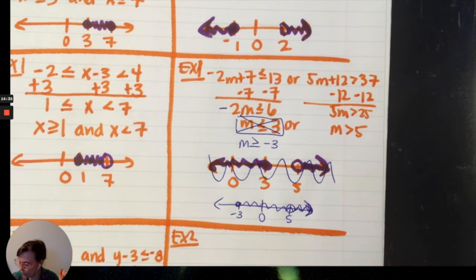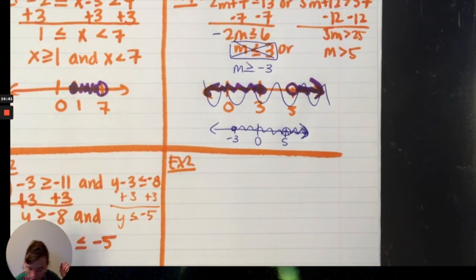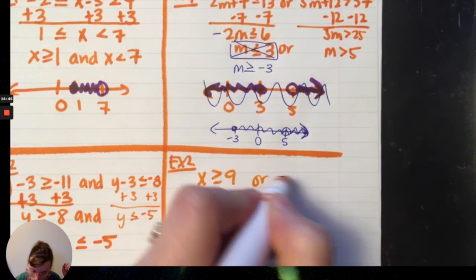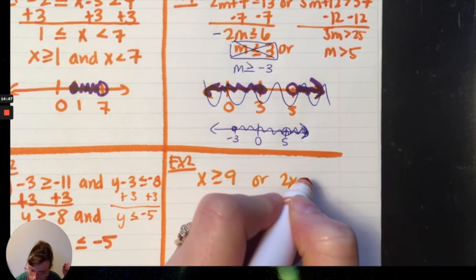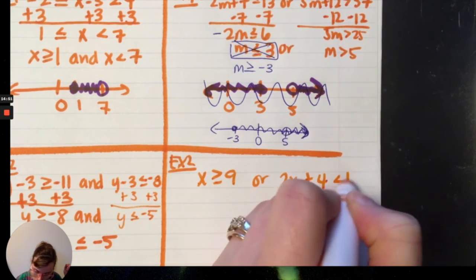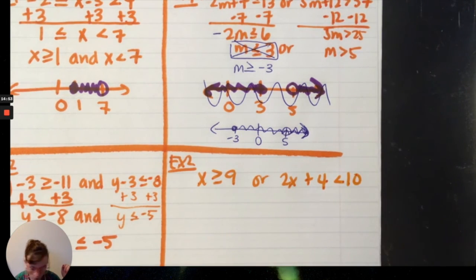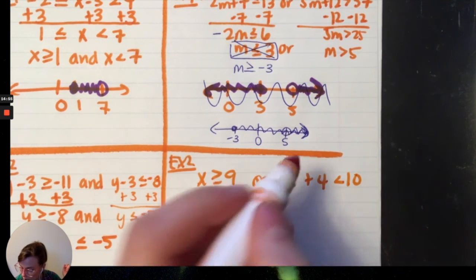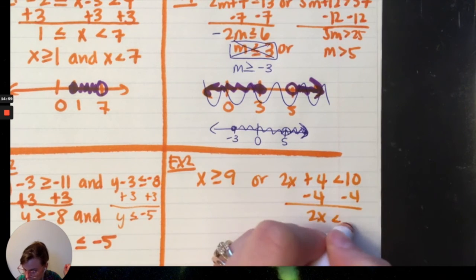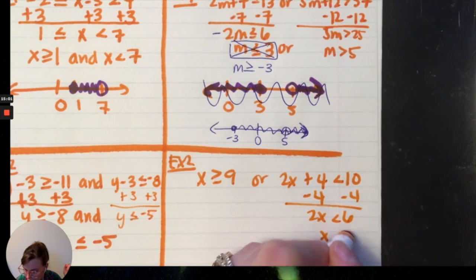All right, so example 2. I know I'm at 29 seconds. Okay, so I have x greater than or equal to 9 or 2x plus 4 less than 10. I just changed this up because I read it wrong. So let's see what happens. Okay, so I'm going to solve this. Subtract the 4. 2x less than 6. x is less than 3.